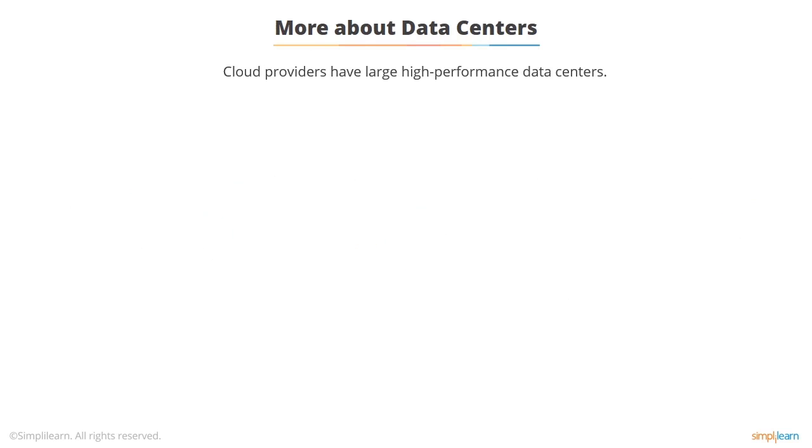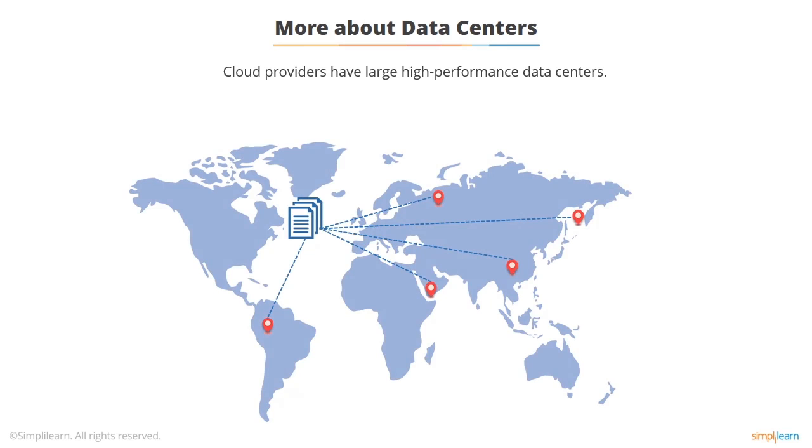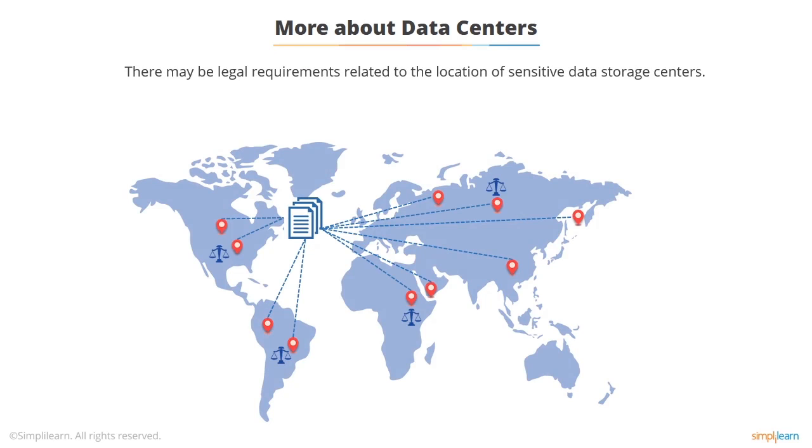So a bit more about data centers. Cloud providers have very high-performance data centers. They are geographically distributed around the world. It is actually quite important, this. Some organizations are required by law to have their data in certain places geographically. So data centers will be distributed typically several per continent.